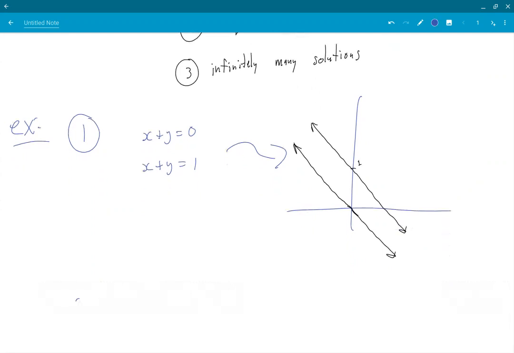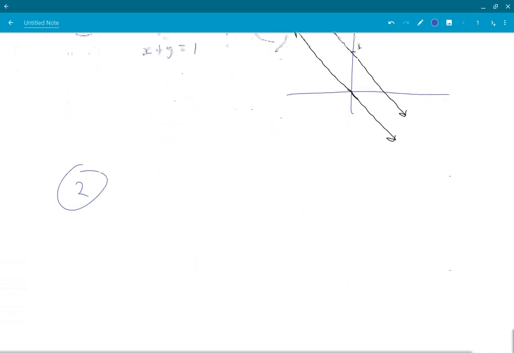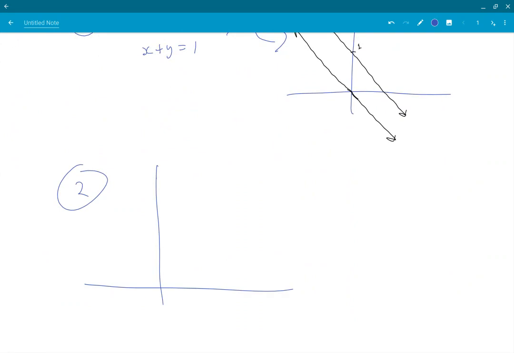Two, unique solution. At least when you have two equations, two variables, this would look something like this. You have a line here, and you have another line, and you have this intersection point. So the lines intersect in exactly one place, so a unique solution.